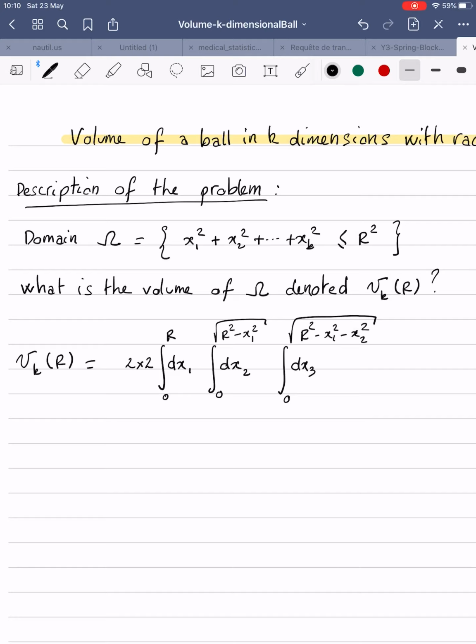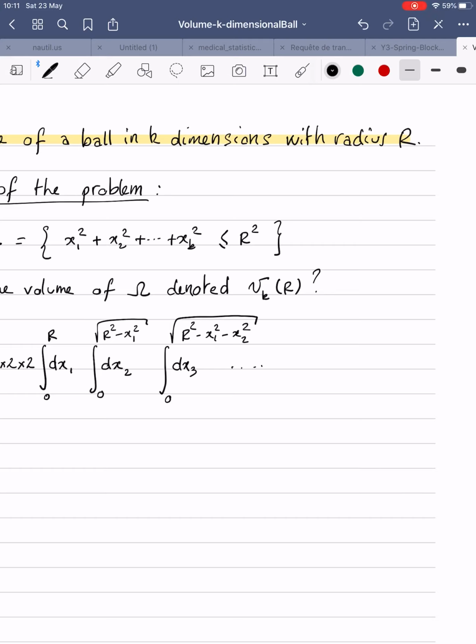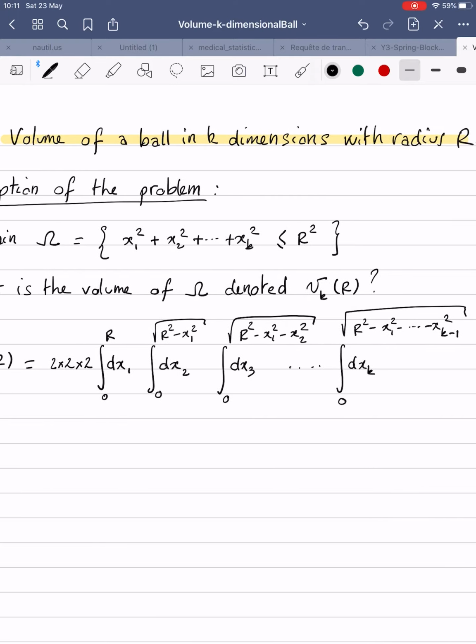Okay, and here again I want to highlight that you would have plus and minus. However, because I focus on the pluses, then I get this factor 2 here. And you probably see where this is going. At the end of the day, I will get dxk, okay, and then from 0 to a quantity which would be r squared minus x1, and then minus xk minus 1 squared. Okay, so that would be the way to write it down.